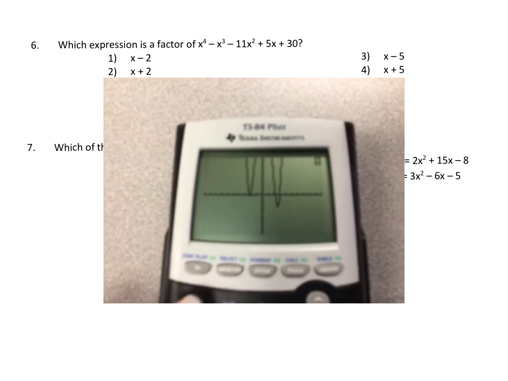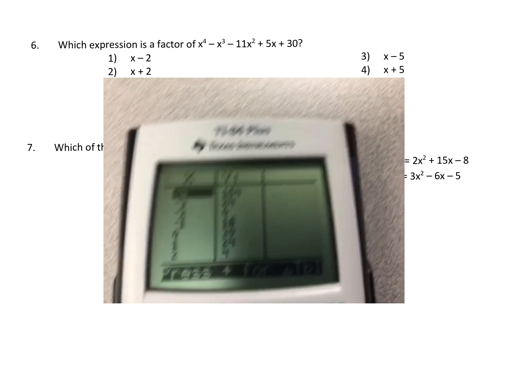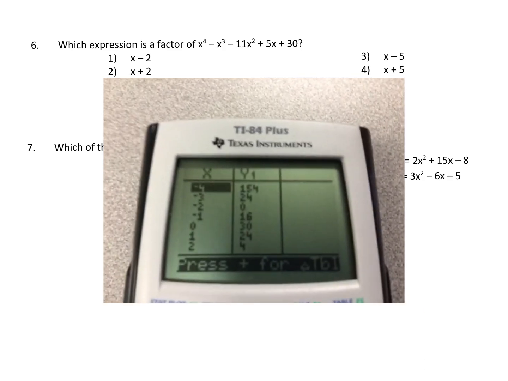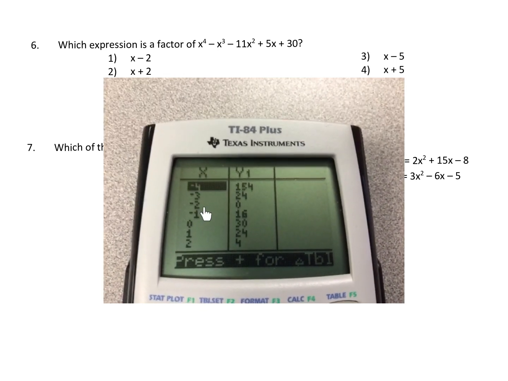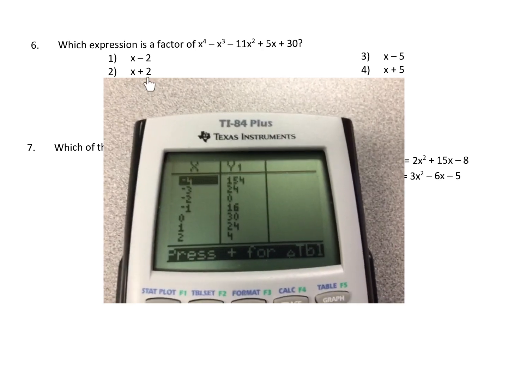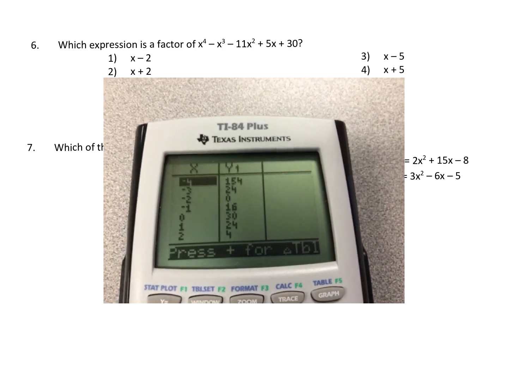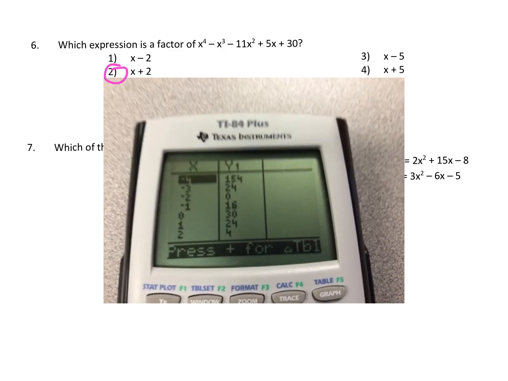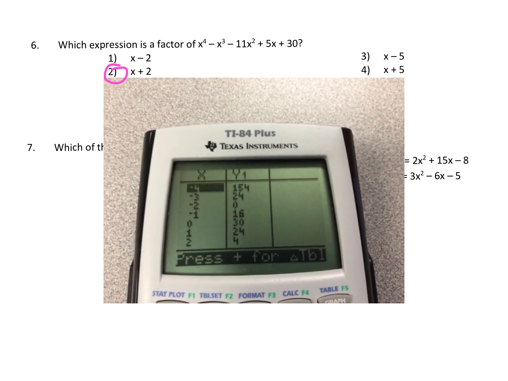So if I hit second graph, we're looking for, okay, now we can see at negative 2, we have a 0. So that means x plus 2 has to be one of our factors. Now, I'm looking here. Look, x plus 2 is a factor. So I'm not even going to go any further. That right there is our answer. If x equals negative 2 is a 0, then x plus 2 has to be a factor.